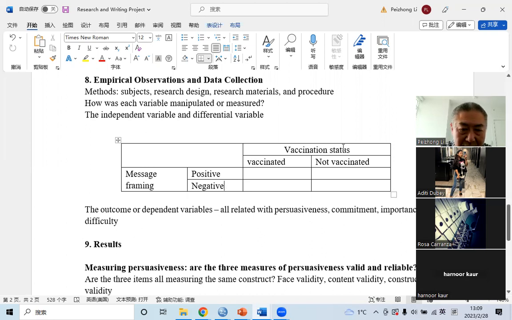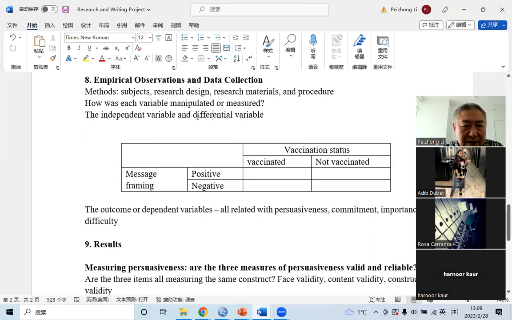investigated is vaccination status. Basically, this is the subject's behavior. What is their behavior? Have they received vaccination? And you explain that this variable is not manipulated. We did not randomly assign some people to get vaccinated, some people to not get vaccinated. We just ask them a question: have you ever got vaccinated recently over the last 6 months? And this variable is called a differential variable.